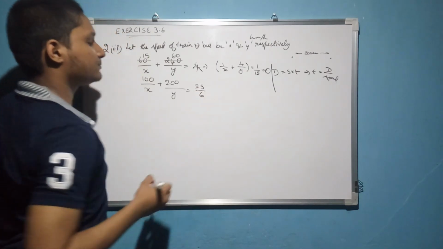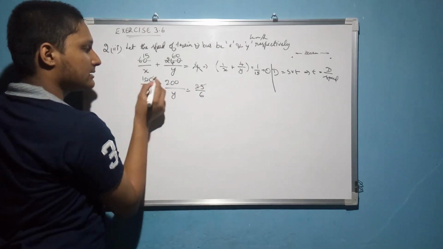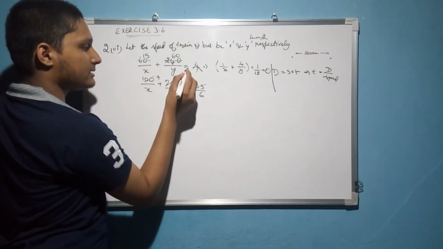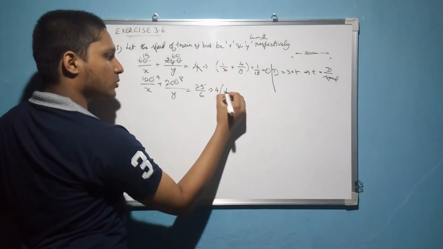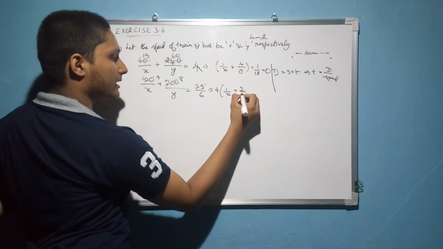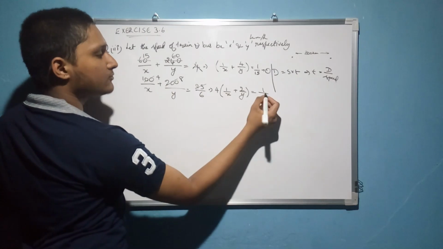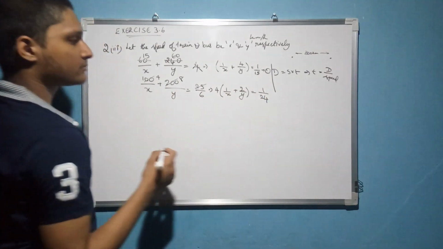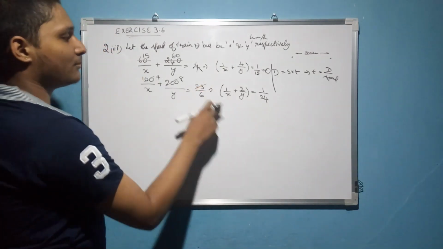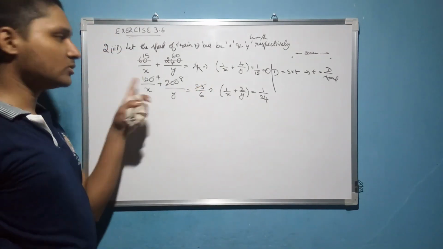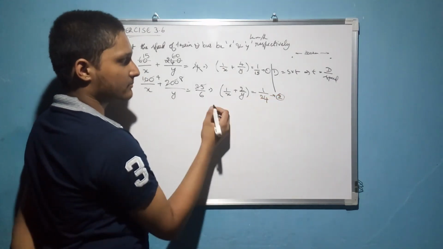25 by 6. 25 is common, I can see here. So I'll take all this. This comes to be 4 and this comes to be 8. Let me take 4 common outside as in the previous one. It becomes 1 by x plus 2 by y is equal to 1 by 6 into 4, that is 24. Because I am bringing this 4 down here, it becomes 6 into 4, that is 24. That becomes the second equation.